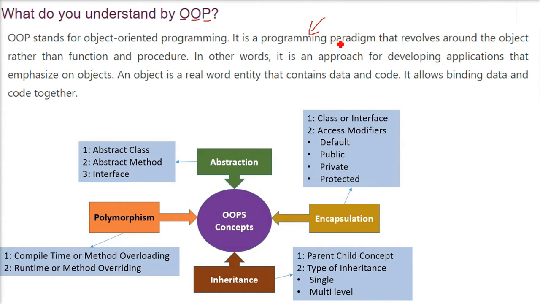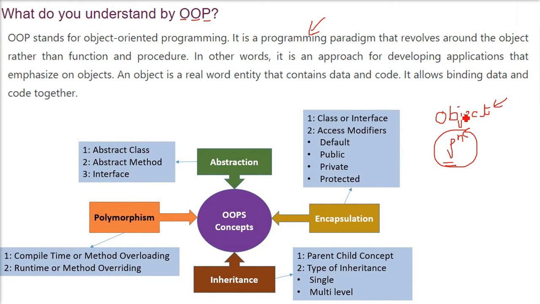That is, the base is object, not the function, not the procedure, not the methods. The previous structural programming languages and the functional programming languages all basically revolved around the function or procedure. But here, everything is around object. That is why it is object oriented. So everything will be on the basis of object.